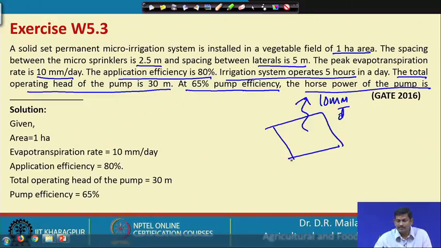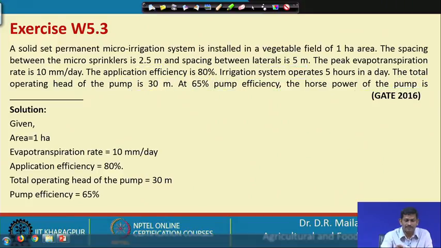Here the operating pump head is given. The only thing we have to find out is the requirement, the application rate. From there you are going to find out the discharge through the pump. Once you know the discharge and head, you can find out the power. So, let us find out. What are the given values?